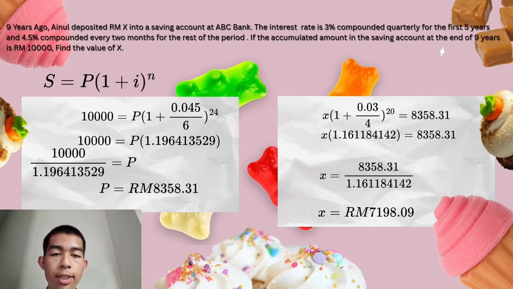After that, we will transfer to another calculation in the same formula. X in brackets 1 plus 0.03 divided by 4 in brackets again, power of 20, equals 8,358 ringgit and 31 cents. After we solve it, the 8,358 ringgit and 31 cents will be divided by 1.1 and so on. So the X will be RM 7,190.